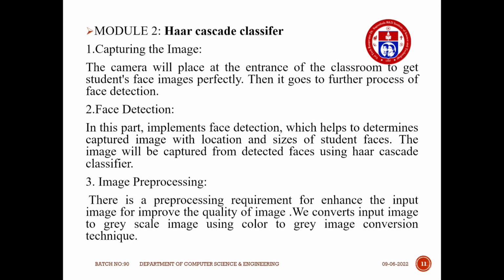Haar cascade classifier is used to capture the image and for face detection in image processing. Capturing the image is done using a camera. Face detection is used to detect faces and capture the image. Image processing is required to enhance the input image by improving its quality. It converts the image into grayscale using color conversion techniques. Then the Haar classifier.